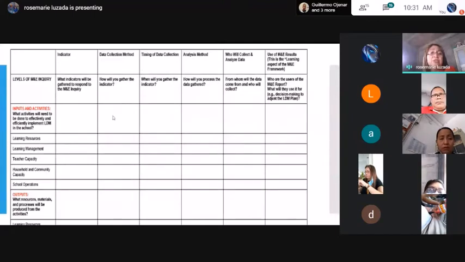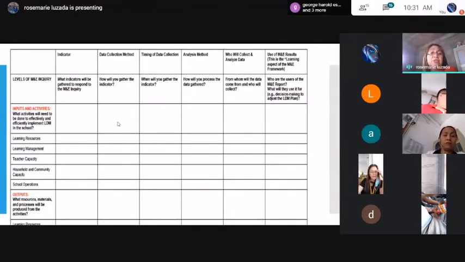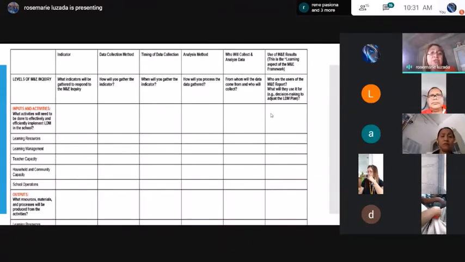Okay, so we have to monitor the performances of the teachers. How many teachers teach the modules effectively? Then when are we going to do this? Then how are we going to process the data we have gathered? And then from whom will the data come from, and who will collect? So these are the things that we need to consider when we prepare our monitoring and evaluation plan.